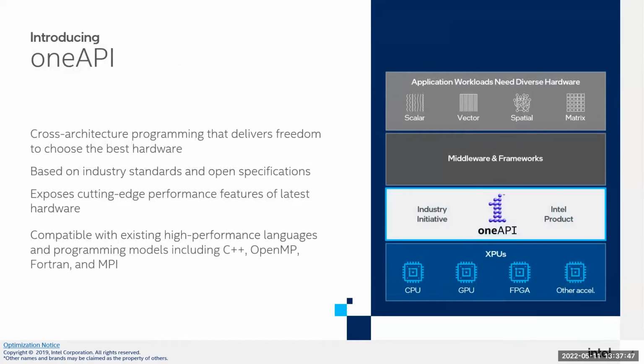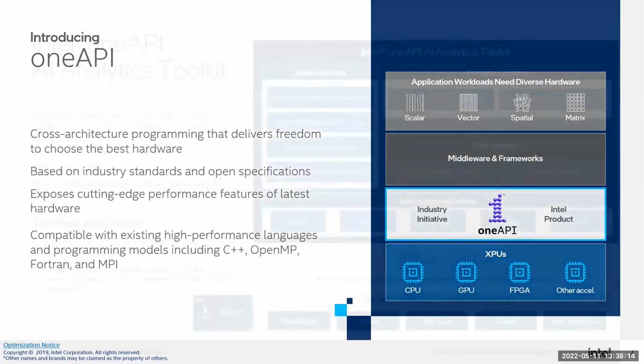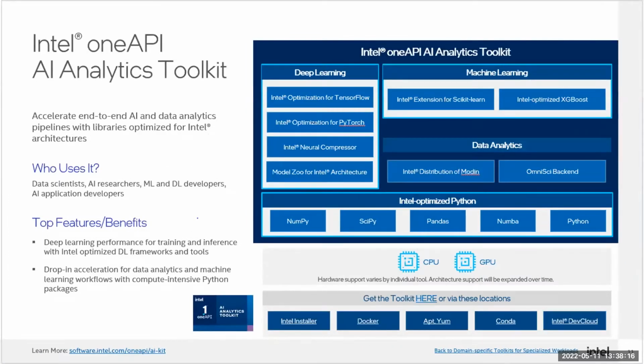The solution we already talked about is oneAPI, and the goal of oneAPI is to deliver a unified software development environment across CPUs and other types of accelerator architectures. The goal is to deliver a unified language that provides full native code performance across CPUs, GPUs, and FPGAs. And we already talked about the basics of Intel AI Analytics Toolkit.